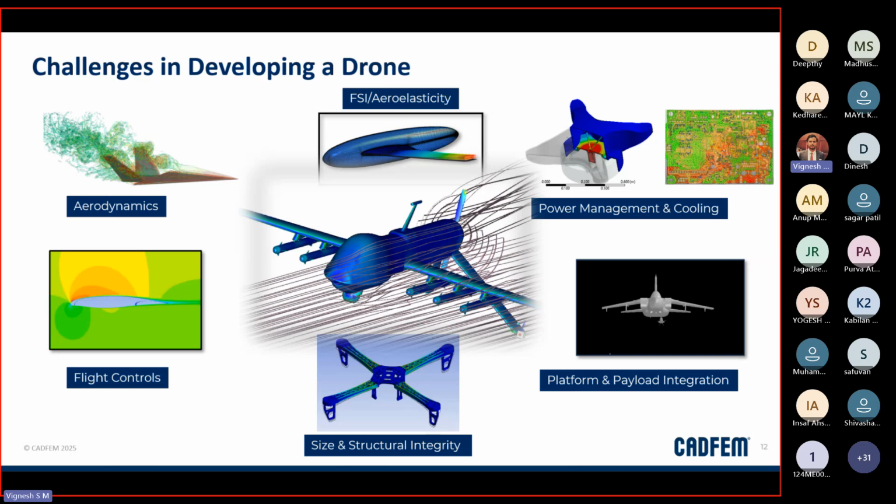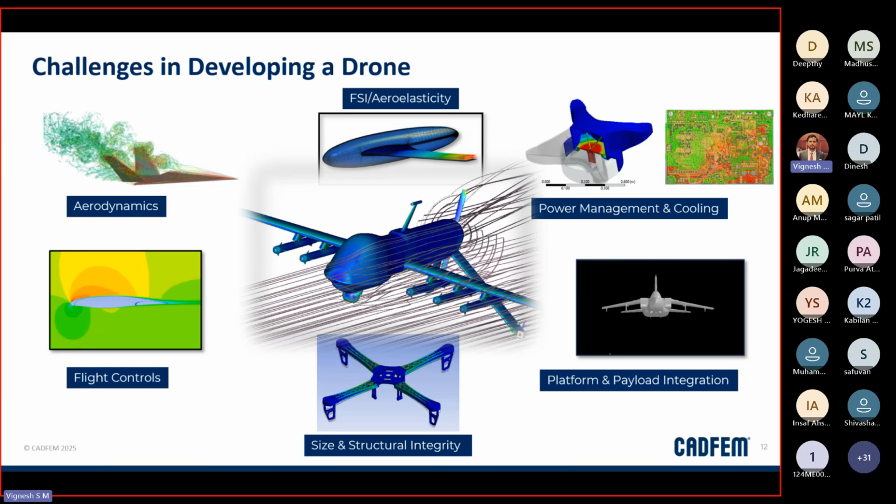Then power management and cooling. The power system you are using needs to be not too heavy, and you should choose electronics that are light enough. It should also have platform and payload integration to carry any particular payload, maybe an Amazon delivery. Nowadays drones are also delivering blood from one hospital to another hospital, and delivering human organs. So it should carry such payloads.